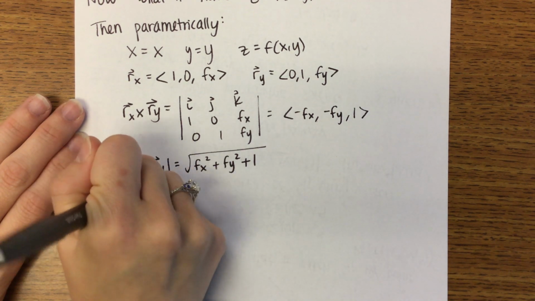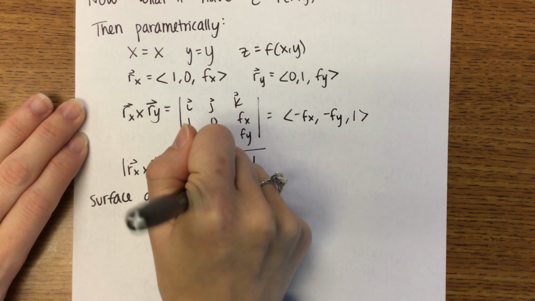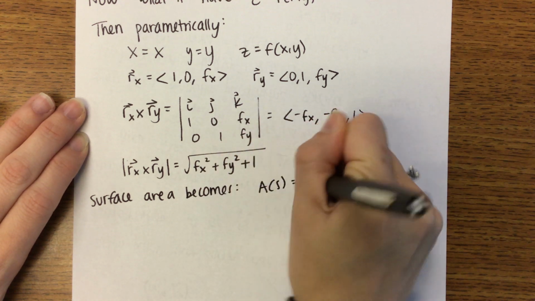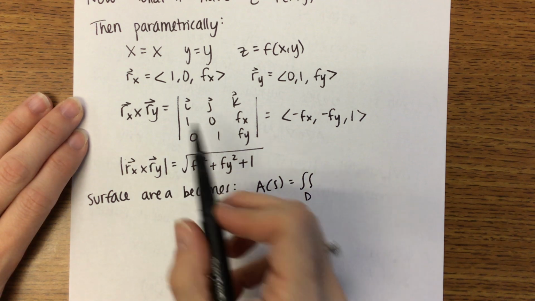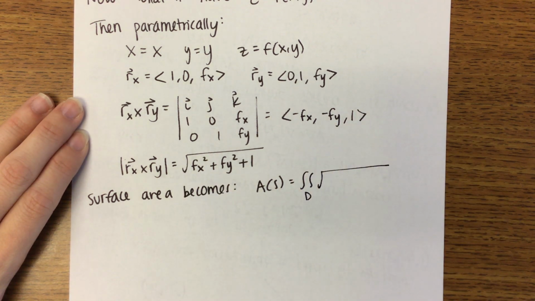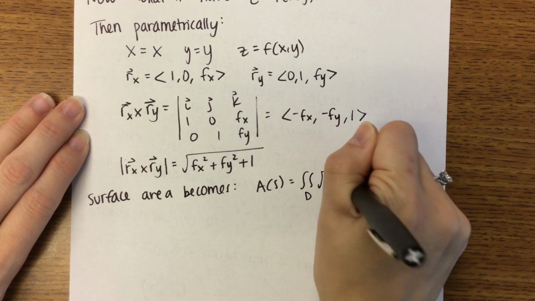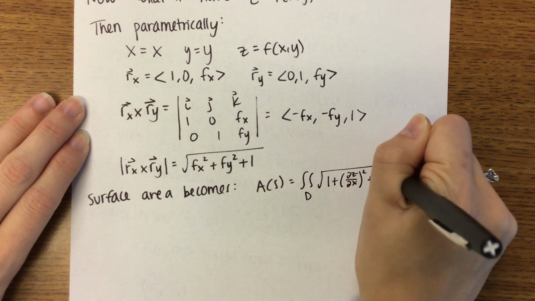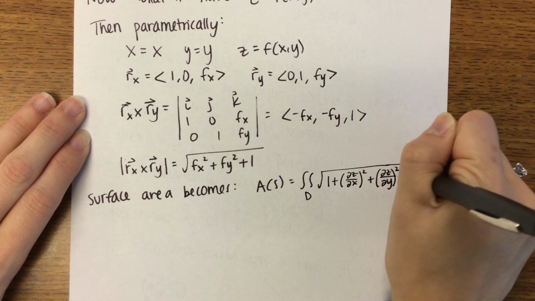So then the surface area formula becomes the following. Area of our surface is going to be the double integral over the region D of this, although I'm going to write it differently. It'll be the square root of 1 plus the partial of z with respect to x squared plus the partial of z with respect to y squared dA.